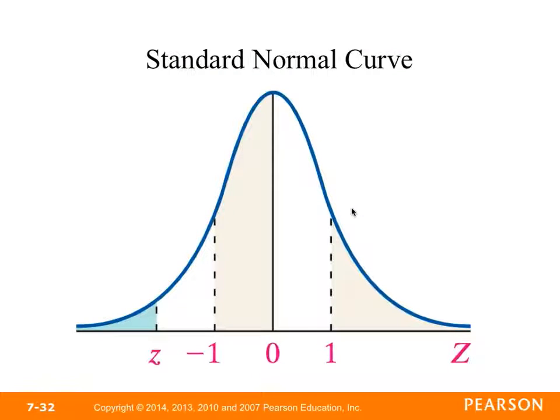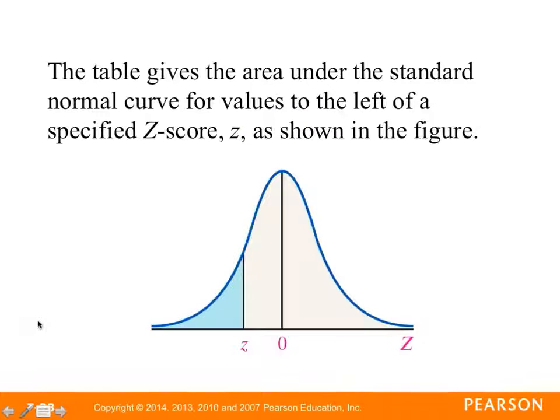So if we look at this here, we have our standard normal curve. These are going to be kind of what our z-scores are going to look like. Mean of 0, standard deviation of 1. So if you look at 1 and -1, we have inflection points there. And then z is maybe what we're interested in. Maybe we're finding the area to the left of z. So the table gives the area under the standard normal curve for values to the left of a specified z-score z, as shown in the figure.